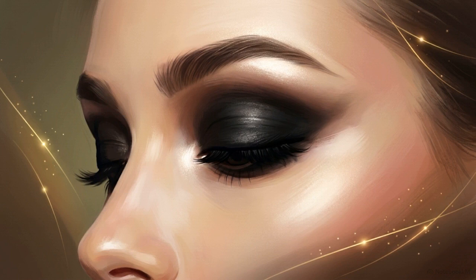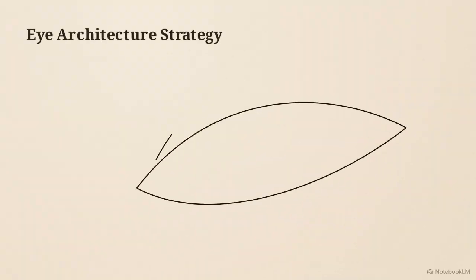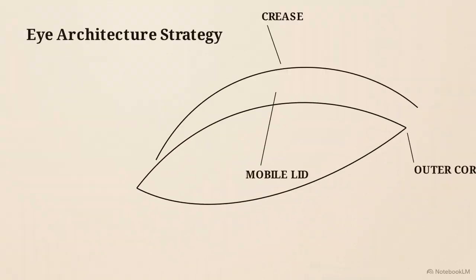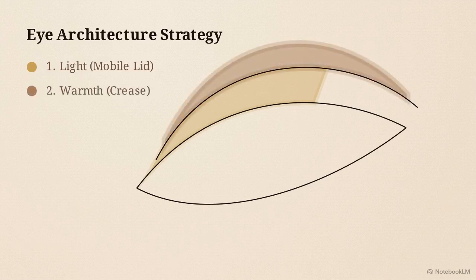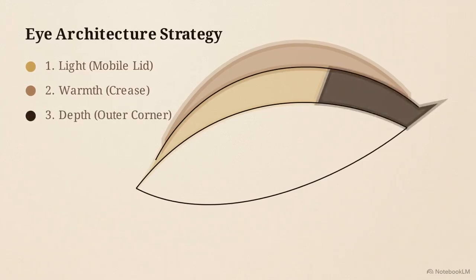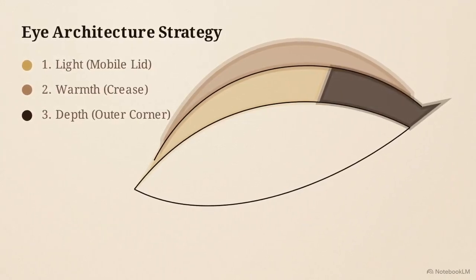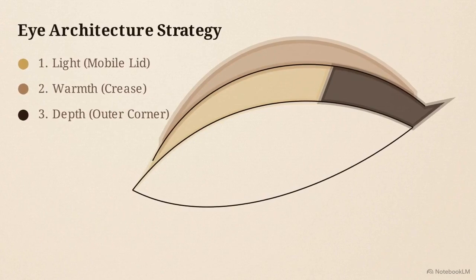We apply the same spatial logic to eyeshadow. We do not use shadow to cover the eyelid in darkness. We use it to shape the eye precisely through a sequence of light, warmth, and depth. This breakdown highlights where light belongs. Champagne on the mobile lid preserves openness. Next, soft taupe in the crease carves dimension, avoiding a sunken socket. Finally, espresso depth is localized at the outer corner, extending upward. This elongates without collapsing lid space.